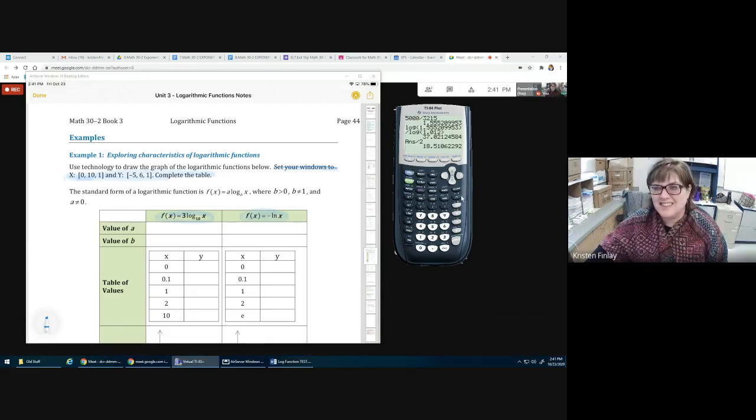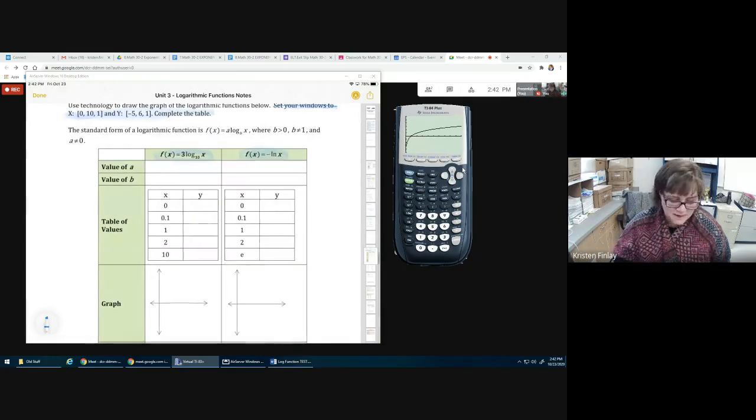So let's take a look here. We're going to set our windows. We want x-min 0, x-max 10, x-scale 1, and for our y-min, we want -5. Our y-max can be 6, and our y-scale is 1. So that's our window. I'm going to clear out the other things from other work. We're going to put in 3 log x. Remember, I don't need to put anything for the base because it's going to be 10. And then we're going to graph it.